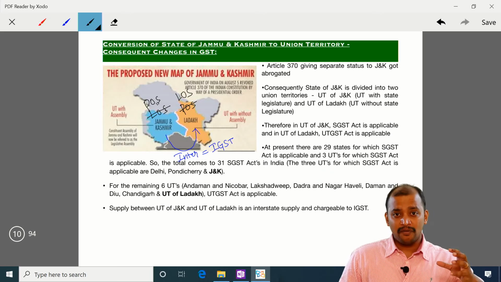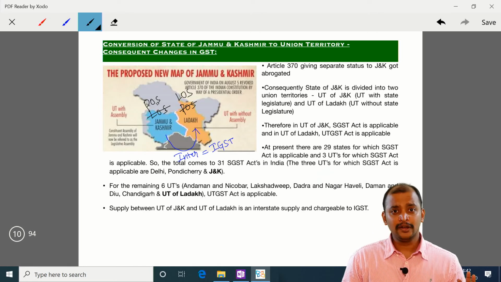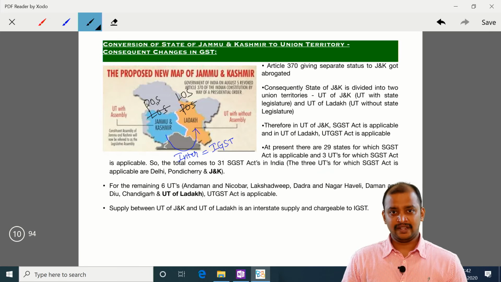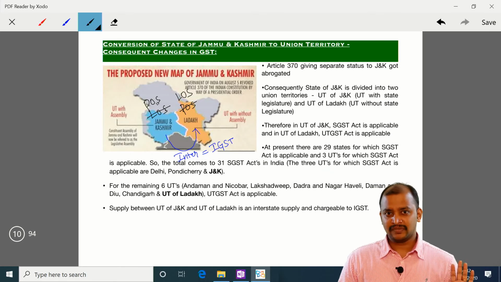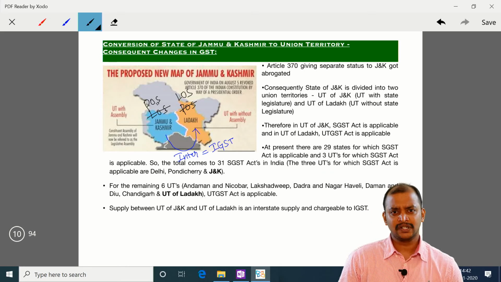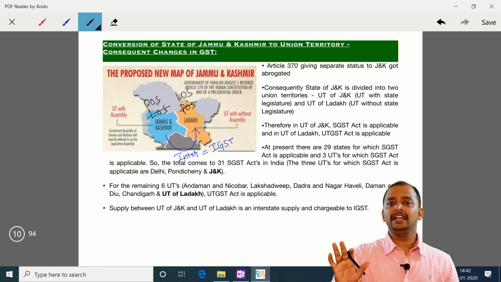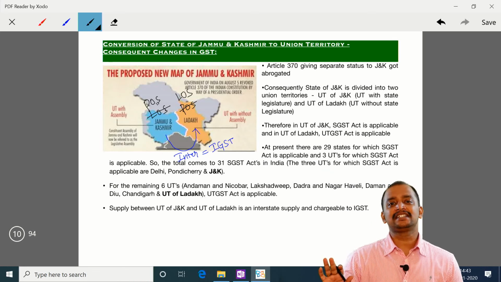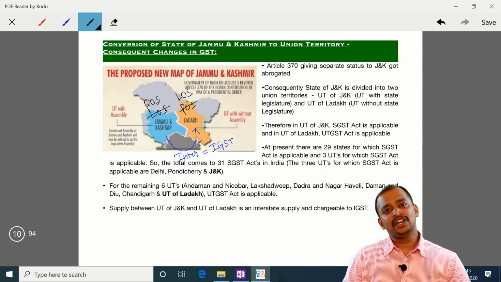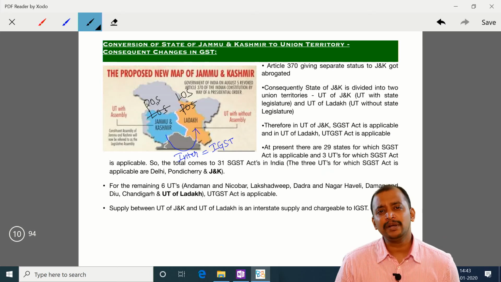However, whatever discussion I have made so far is not applicable for the May 2020 exam. For your exam, if a question is asked about a supply between Jammu and Kashmir and Ladakh, what is the answer? It is intrastate supply only, and CGST plus SGST is applicable, because even before this change, Jammu and Kashmir was a state. Anyhow, SGST will be applicable to it.